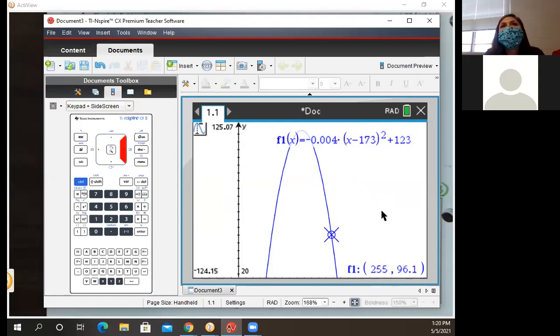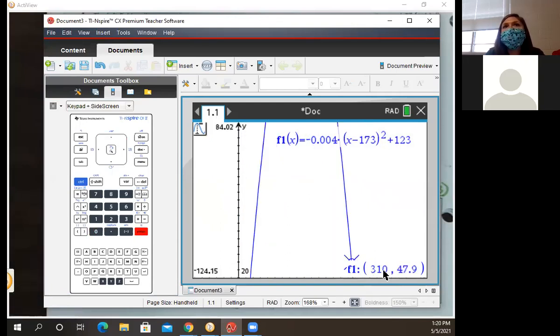Notice that it kind of hops around, okay? It jumps. If I want to find an exact location, my best bet is actually just to type in the x value that I want using my number keys over here. So I want to know what's the y when x is 310. So I'm going to type 310 and hit enter. And it jumps to that point. So here are my coordinates, 310, comma, 47.9.